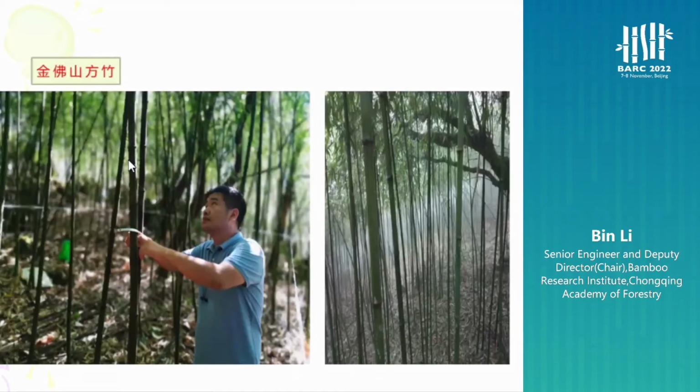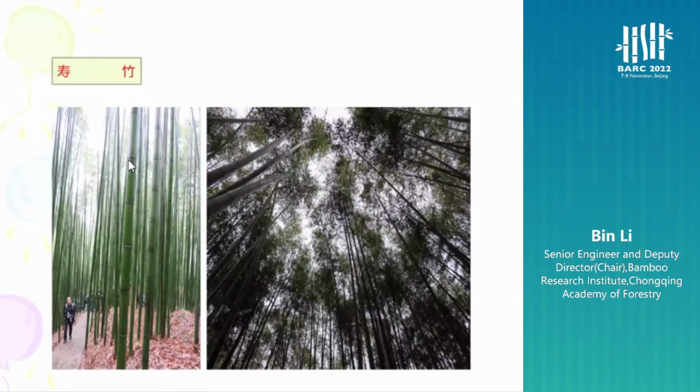This is the Golden Buddha, and the square bamboo in Sichuan Hongya County. For this county, bamboo is actually the main industry. Recently, in places like Zheng'an County, we see their square bamboo area is quite big.